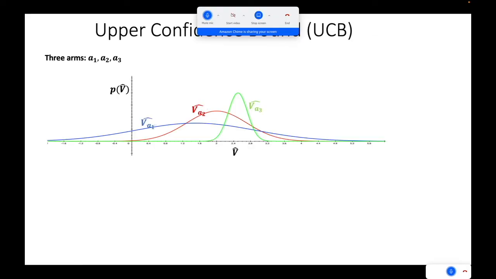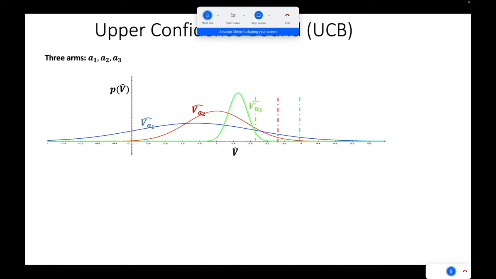So here's an example of the upper confidence bound algorithm in progress. Let's say we have three arms, A1, A2, A3, and this is how the distribution of sample reward looks. If you look at the mean reward, A3 is the highest, but when we factor in the UCB, it's the arm A1, the one in blue, that has the highest UCB. So as per the UCB algorithm, we will pull the arm A1 and observe its reward.